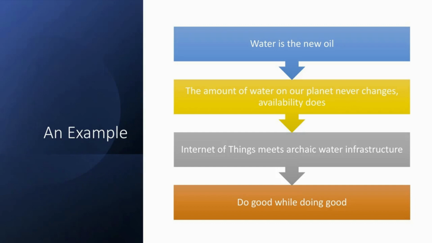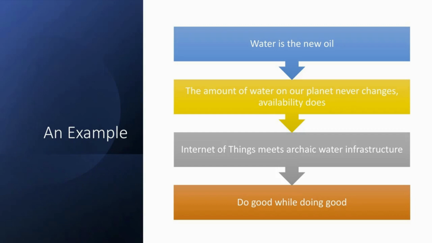The amount of water on our planet never changes. It actually stays the same, but the availability of that water changes. So we can use Internet of Things technology to revamp the archaic water infrastructure around the planet. And we can do good in our investment performance while doing good for the planet. That's ultimately what we'd like to see. The truth is that in most ESG investments, it's more about subsidizing problems that exist. That's not how you fix big problems.